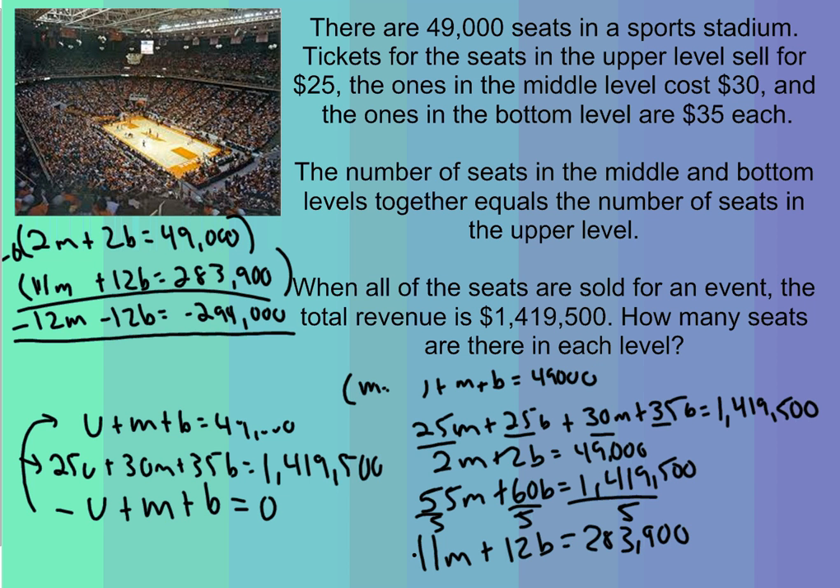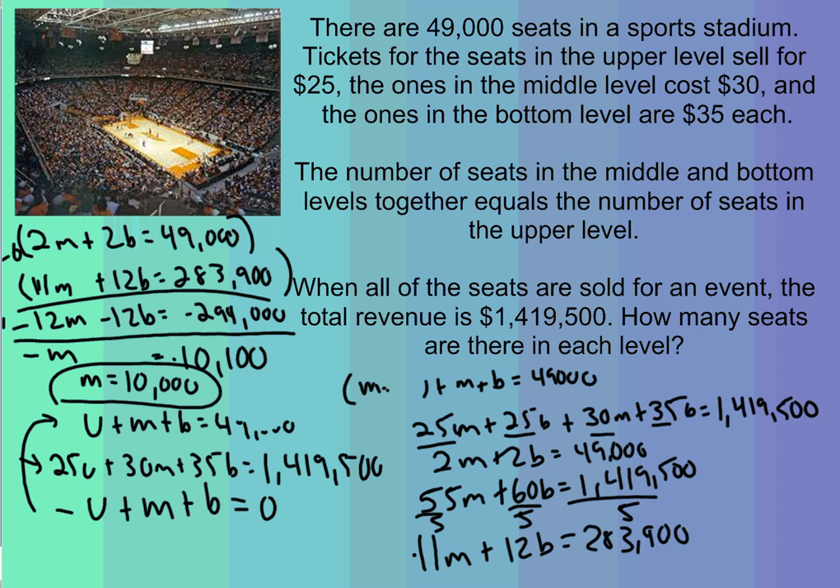So if I add this, because it's already set up, I end up with negative M, 0, equals 283,900 minus 294,000. So that's going to be negative 10,100, meaning M is 10,100 seats. So the middle level has got 10,100 seats.